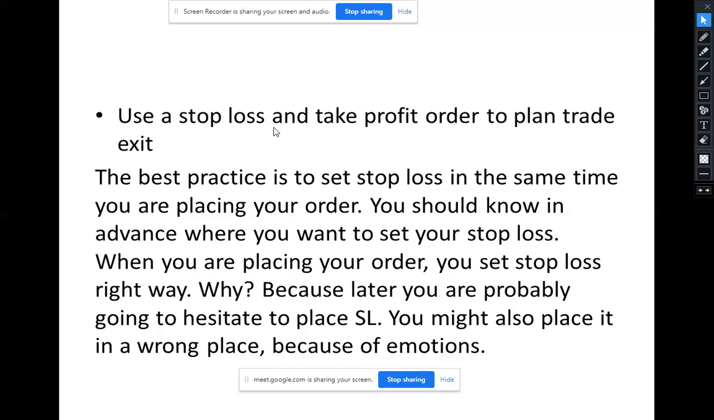The stop loss you have set should be according to your trading size, to your trading balance size. So do not use a big stop loss for that matter. The best practice is to set the stop loss at the same time you are placing your order. You should know in advance where you want to set your stop loss. When you are placing your order, you can set the stop loss right away. Why? Because later you are probably going to hesitate to place it. You might also place it in the wrong place because of emotion. So once you click sell or click buy, just execute your trade and place your stop loss where it's supposed to be, and don't use a big stop loss for that matter.